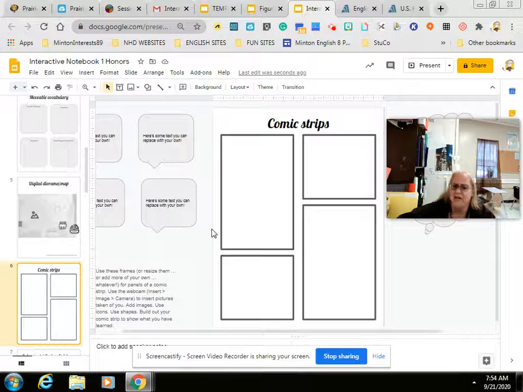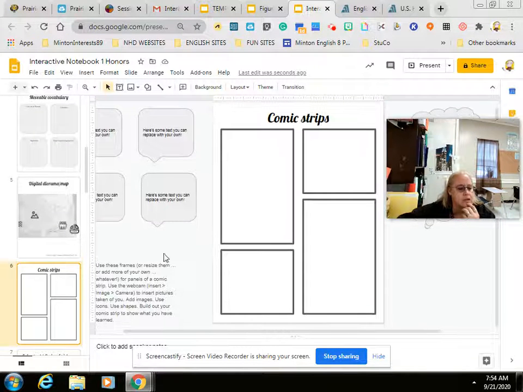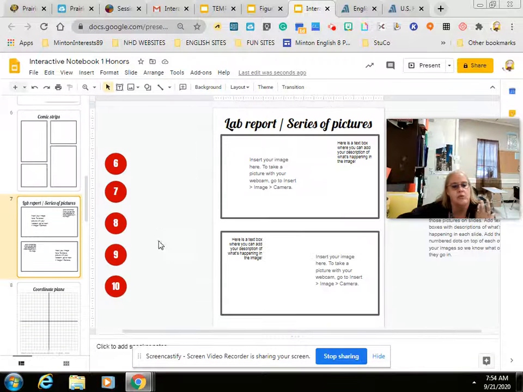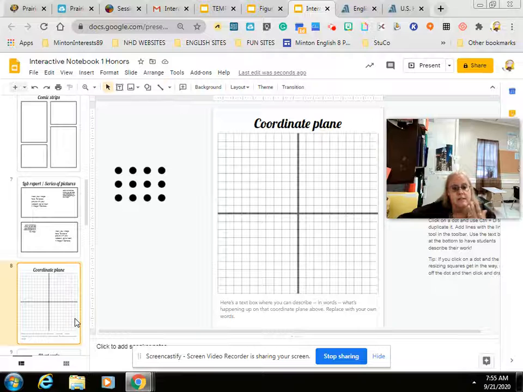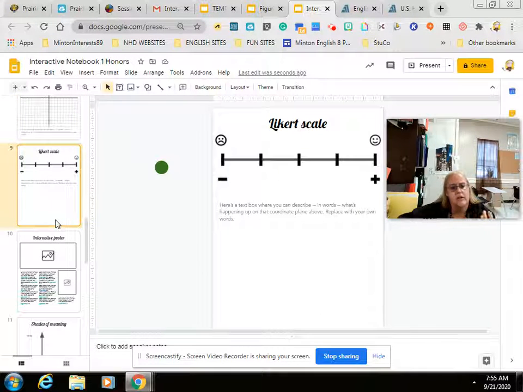Comic strip, may not need that for this one. I don't really have a question for you to do on this one. I'll think about it though. You never know. I might come up with something. And then here will be like a lab report or a series of pictures. But this one for our class would obviously be pictures and definitions, or pictures and explanations. Coordinate planes, you have to figure out how to use that for English and history. Let's figure it out. Use your own ideas here. Likert scale, same thing. May ask you a question and see where you fall on it.